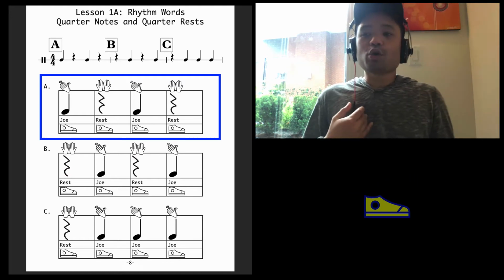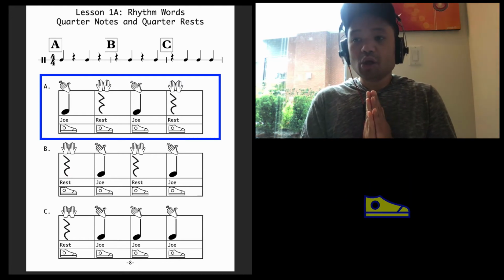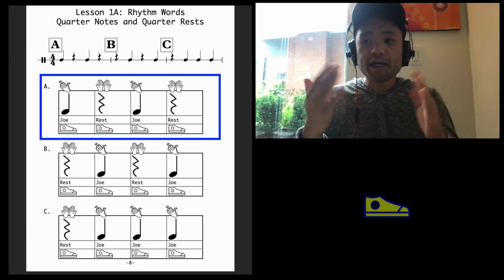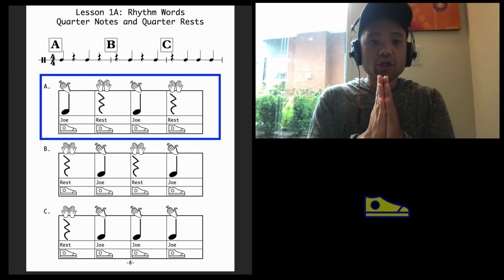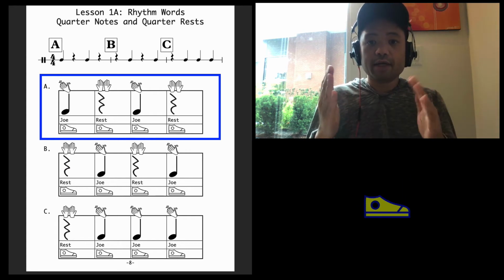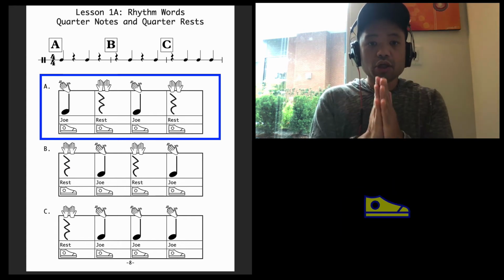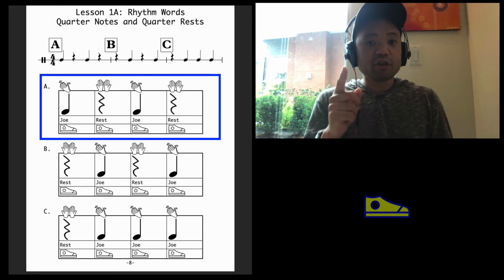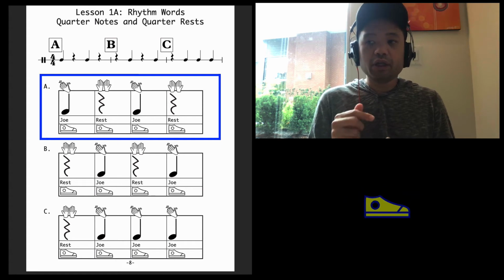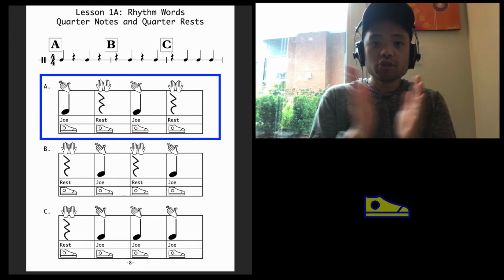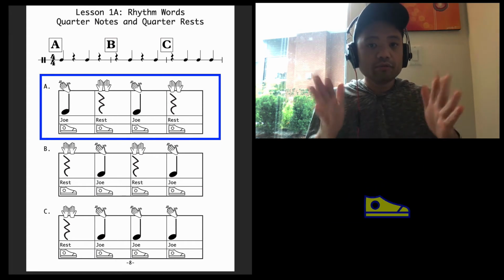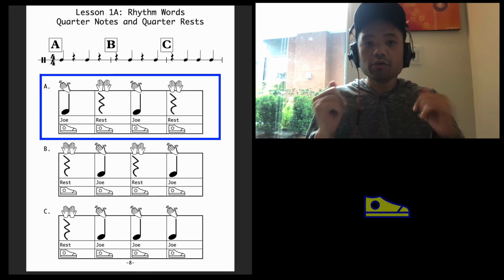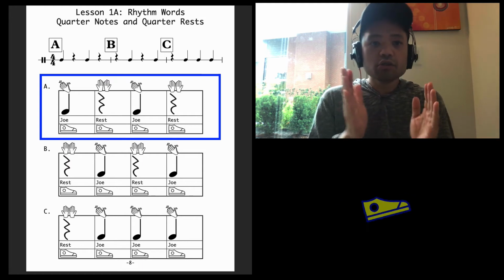I'm going to model it four times, and then your turn. My turn. One, two, my turn. Here we go. Joe, rest, Joe, rest, Joe, rest, Joe, rest. Now your turn, one, two, your turn, here we go. Joe, rest, Joe, rest, Joe, rest, Joe, rest.